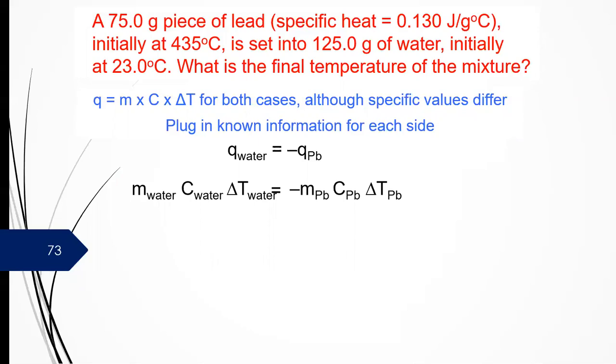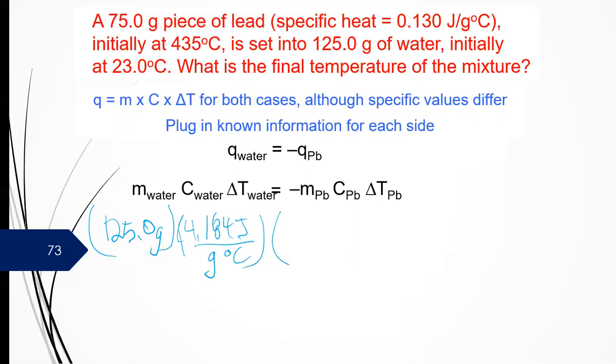We know that our water was 125.0 grams. We know its heat capacity is 4.184 joules per gram degrees Celsius. And then our delta T. Well, we don't know what our delta T is. We know that its initial temperature was 23.0 degrees Celsius, but we don't know what its final temperature is. That's okay. We can leave that there for now. When we get to our lead, we want to make sure that we put in that negative sign because they should be the same value, but opposite signs because one is gaining it and one is losing it.